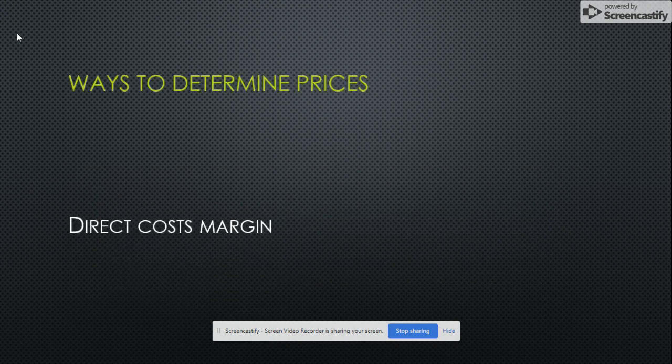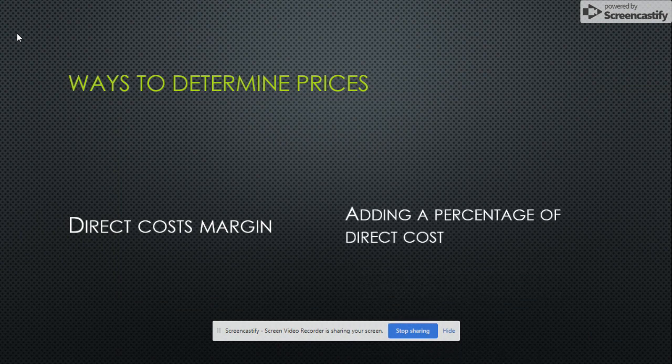So the ways to determine prices. You've got a direct costs margin. Now, what is that? That means you add a percentage of direct cost. Now, I want you to write this down, okay? So you actually say, well, it costs me $1 to make a coffee. I'm going to add on 10% for each thing. I'm just going to add on 10% to my direct cost. All right? So write this down, please.